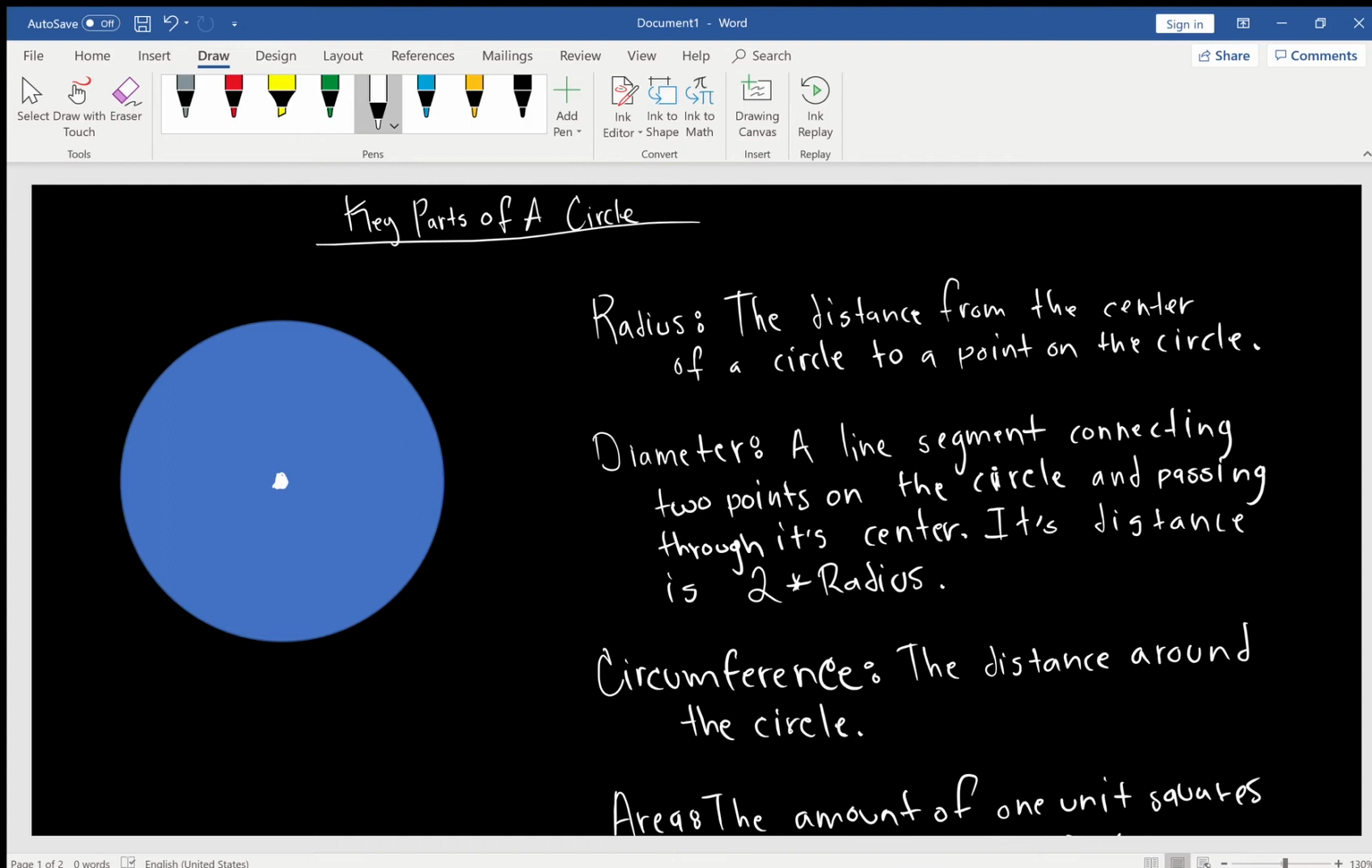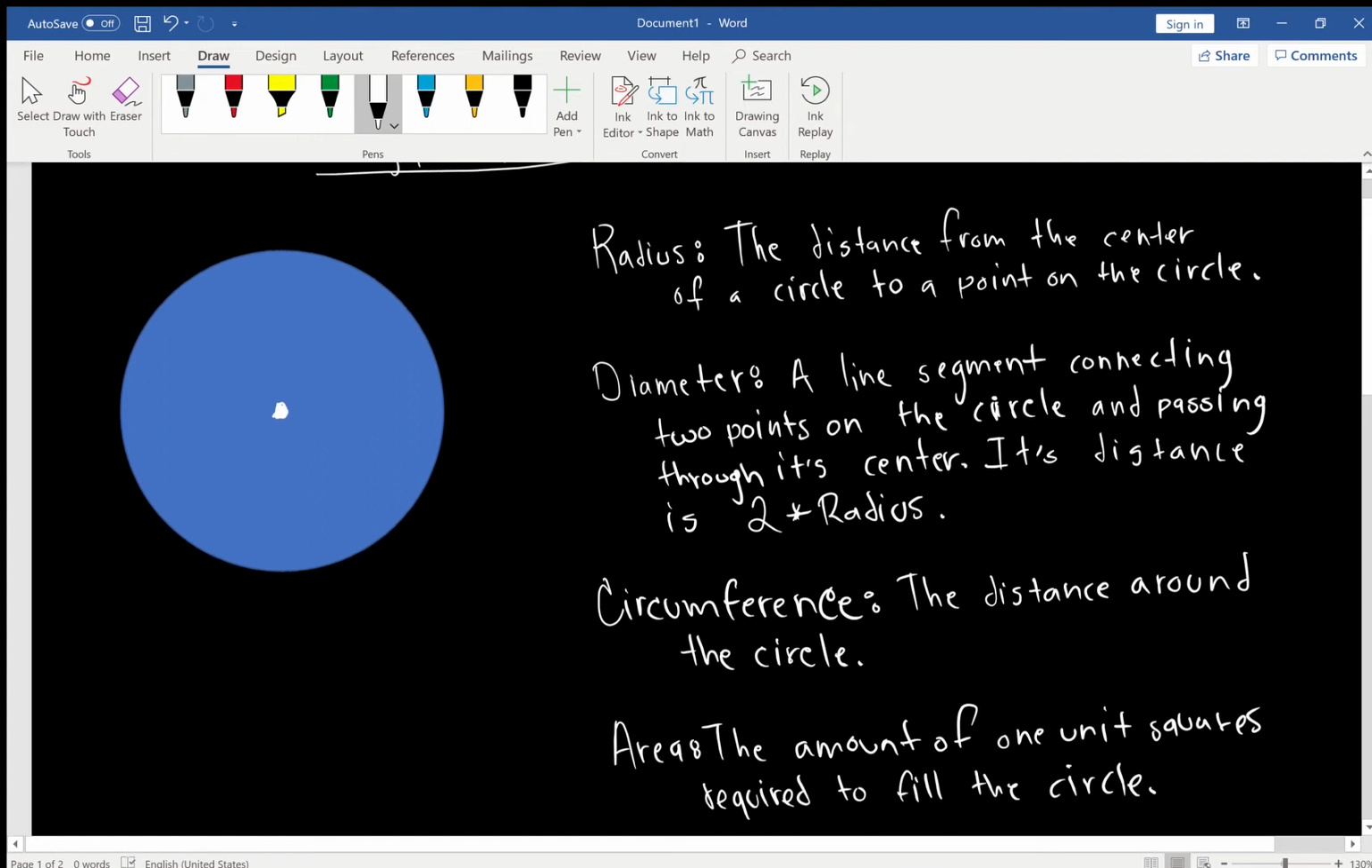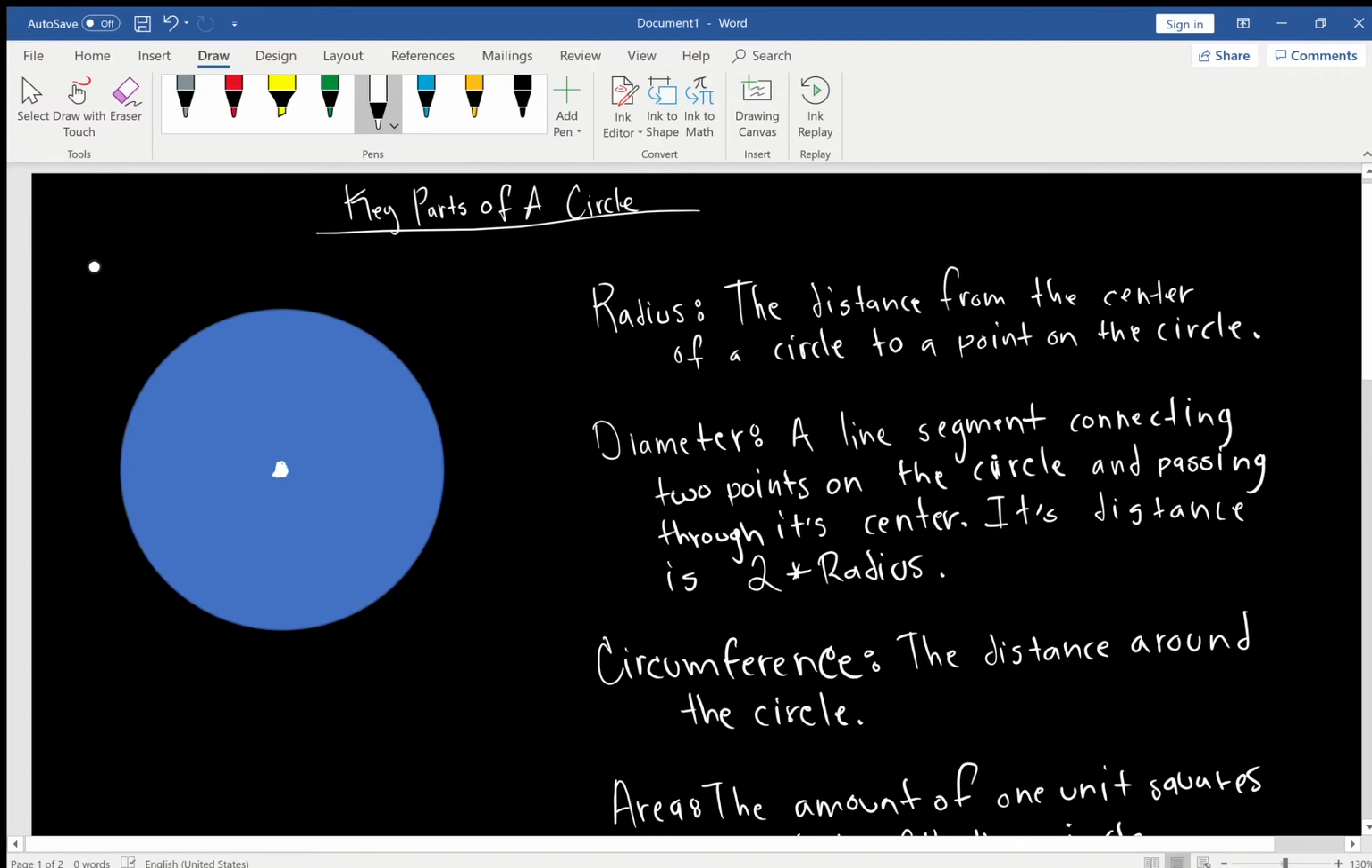Now another thing that you have to know, that's not one of the four I wrote down, is that the circle in a way is the outside of it. A point on the circle means a point on the white line that I'm drawing. For example, a point right here is not considered to be on the circle because it doesn't make up the outside. I hope that makes sense. So a point on the circle is a point on the outside.